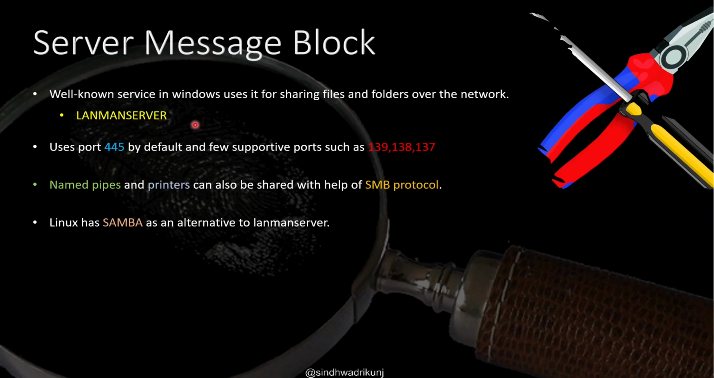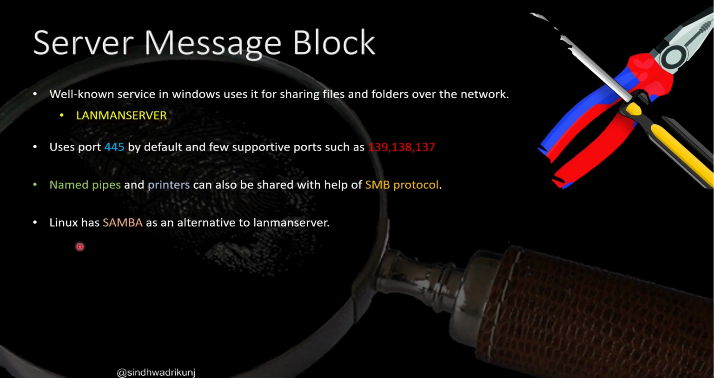By default, LanmanServer or the SMB protocol uses port number 445. There are some supportive ports such as 139, 138, and 137, but the main one is 445. Named pipes and printers can also be shared. We'll focus on named pipes and printers in later modules. Right now, let's just assume that there are named pipes and printers in Windows that can be shared with the help of the SMB protocol, and LanmanServer is a service that utilizes the SMB protocol in order to share the same.